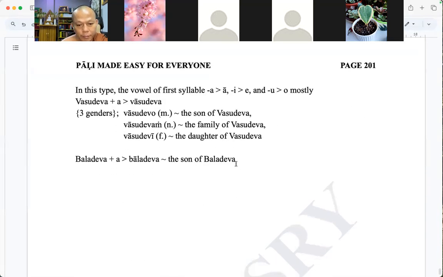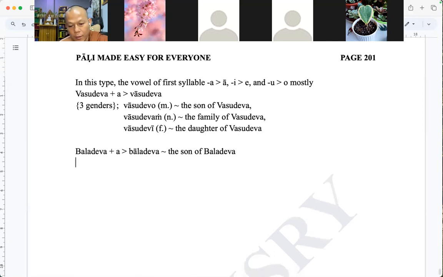So if the stem, if substantives end in u, the u before the suffix is changed to o, and then again to au, in this way.